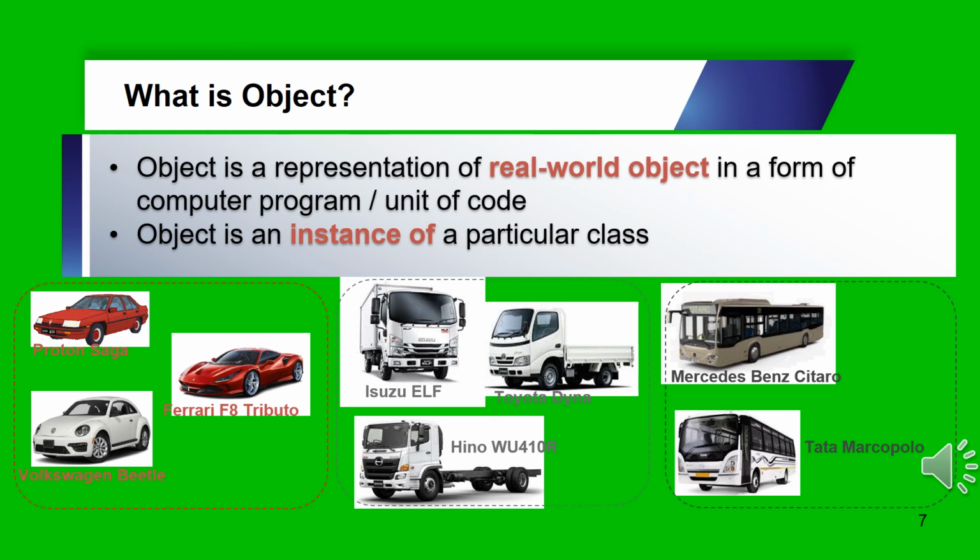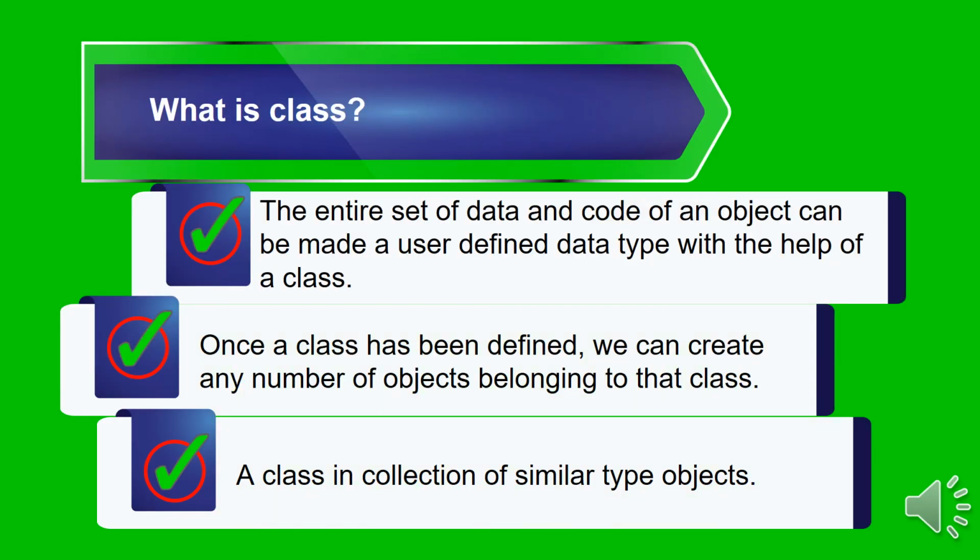Basically, an object is anything that can be represented by data in a computer's memory that can be manipulated by a computer program. So, what is a class? A class is the entire set of data and code of an object. An object can be made a user-defined data type with the help of a class. Once a class has been defined, we can create any number of objects that belong to that class. A class is a collection of similar type objects.